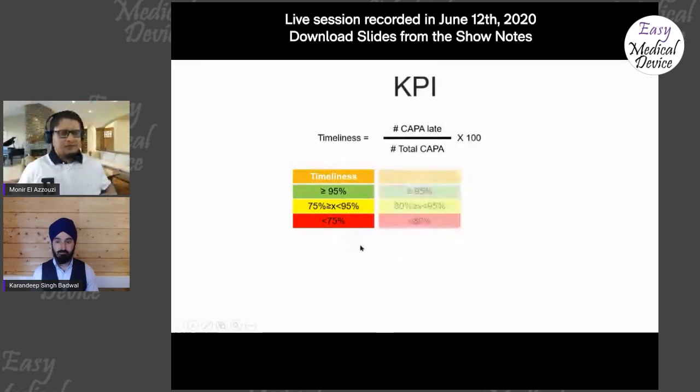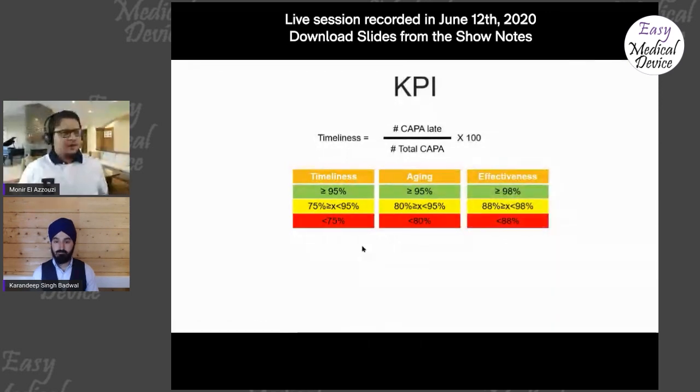We can also have that for aging, for example, the total duration of the CAPA. We can have that for the effectiveness monitoring, to say how effective our actions are. Because if the effectiveness is really low, it means that each time we have an effectiveness monitoring, we are failing, so it's not good either. So these are examples.